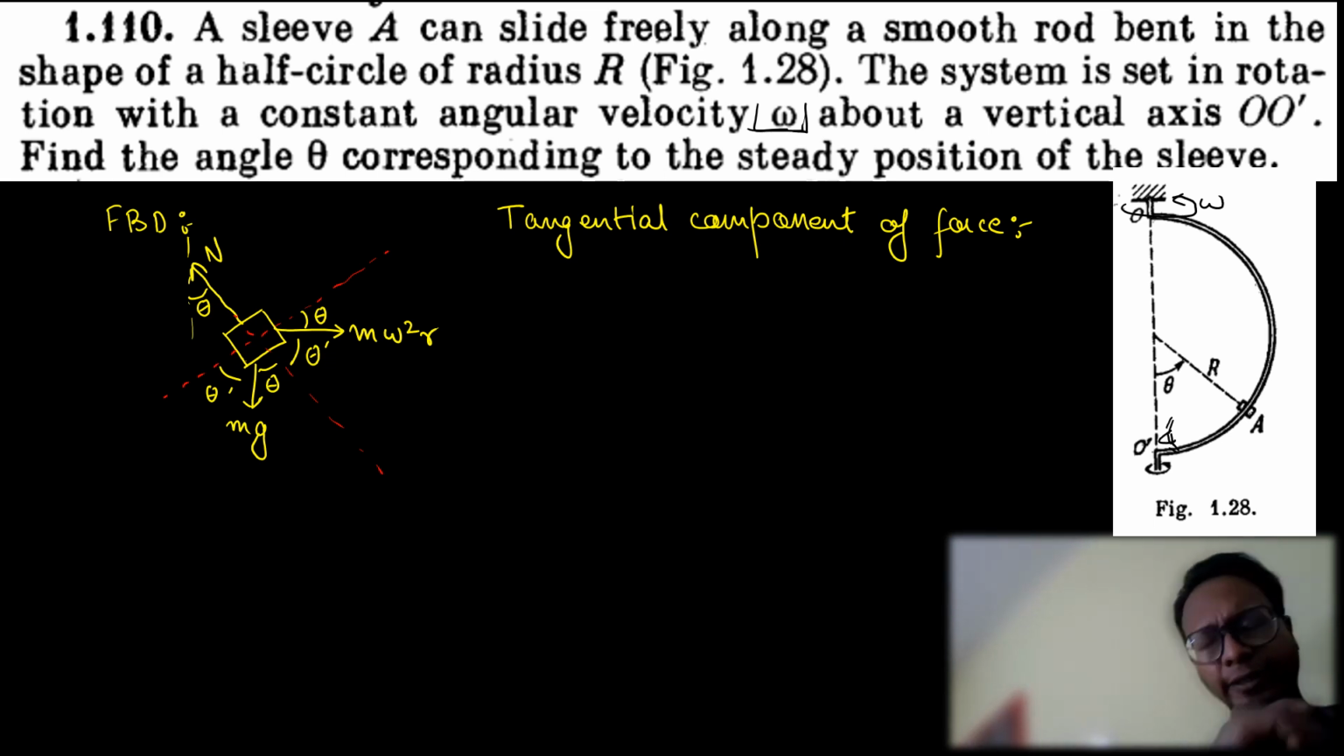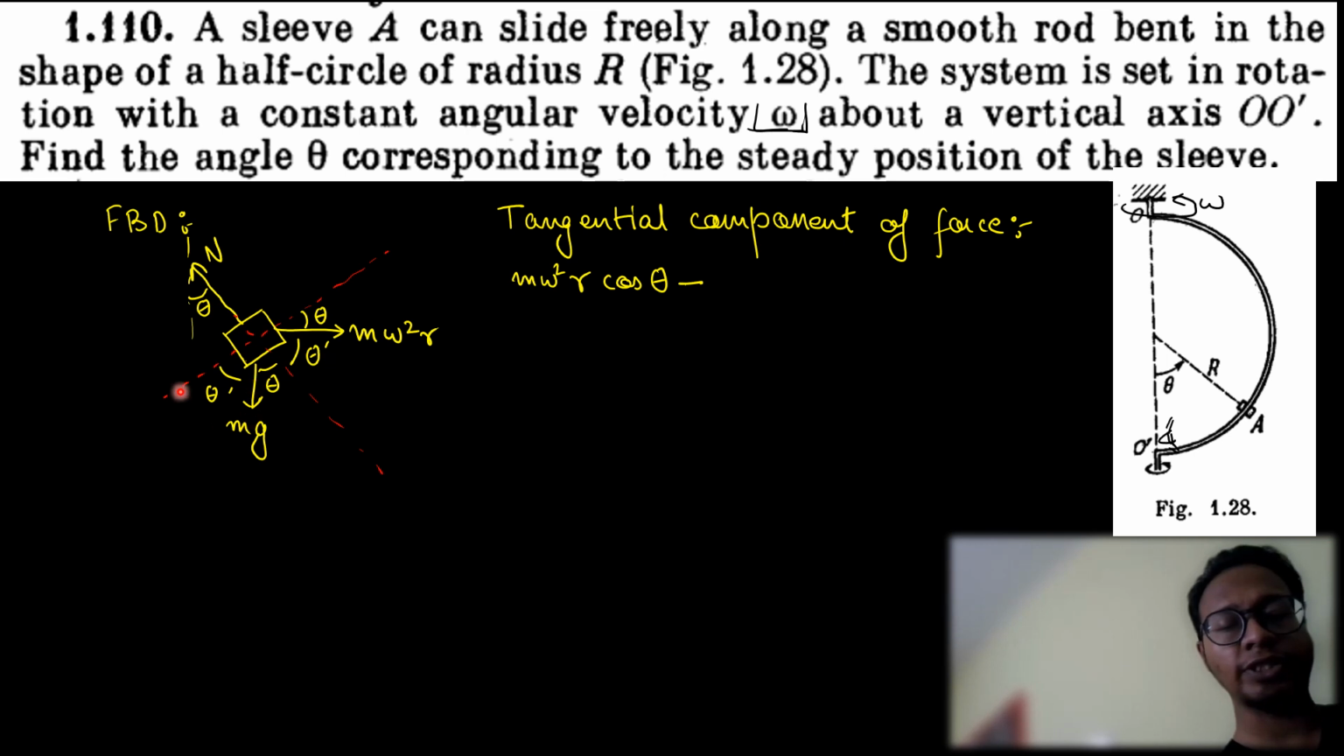Now, since the net tangential component of force is equal to 0, I can say m omega square r cos theta, the component of this force along this line, minus the component of the mg force along this line, mg cos theta dash, or mg cos(90 minus theta), or mg sin theta, is equal to 0. Why 0? Because there is no tangential acceleration. It is mass times tangential acceleration, and during equilibrium tangential acceleration is equal to 0. So this entire term becomes 0.